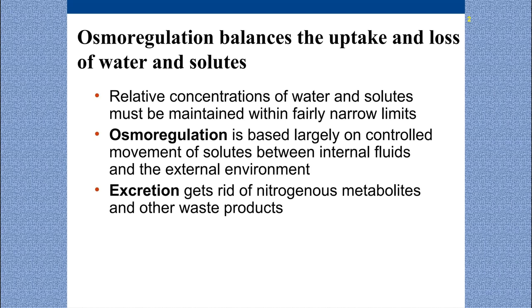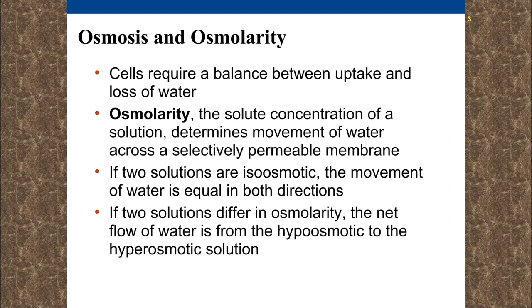This is always regulated by many parameters, starting from the absorption of fluids, excretion, and retention of nitrogenous metabolites and many substances which regulate the osmolality. There are two terms, osmosis and osmolarity. The cell requires a balance between the uptake and loss of water always, or else dehydration of the cells takes place. That's why the term osmolarity, the solute concentration of a solution, determines the movement of water across a selectively permeable membrane. If two solutions are isoosmotic in nature, the movement of water is equal in both directions.